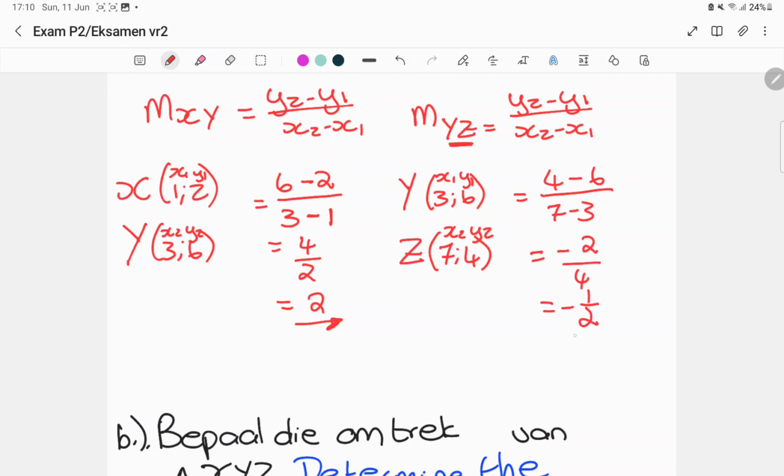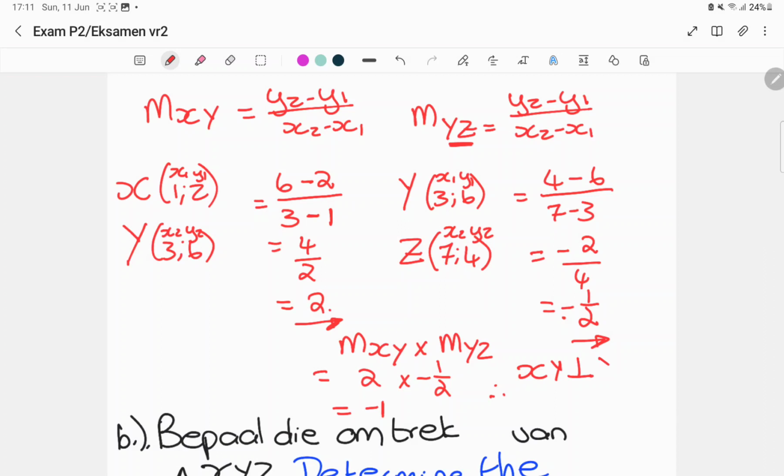Now remember, if my two lines are perpendicular, it means that this times this, so my two gradients, have to give me negative 1. Let's try it. The gradient of XY times the gradient of YZ is 2 times negative a half, which is in fact negative 1. Therefore, we know that there will be a 90-degree angle because XY is perpendicular to YZ. XY is loodreg op YZ, wat vir my sê dat hierdie 'n 90 grade driehoek is. This is in fact a 90-degree triangle.